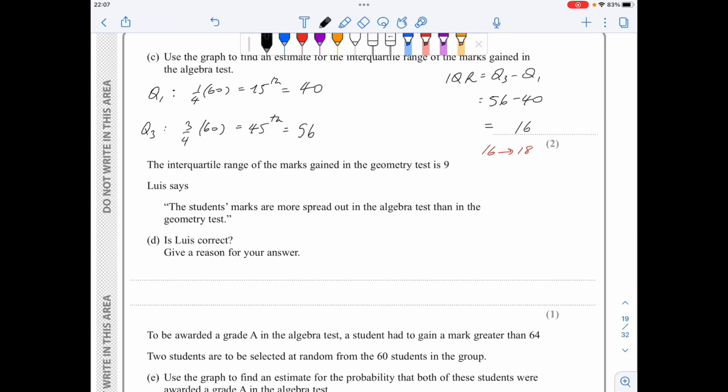In part D, it says the interquartile range of the marks gained in geography is 9. Louis says the students' marks are more spread out in the algebra test than in the geometry. Is Louis correct? And give a reason for your answer. The answer is yes, because the IQR is larger for the algebra test.